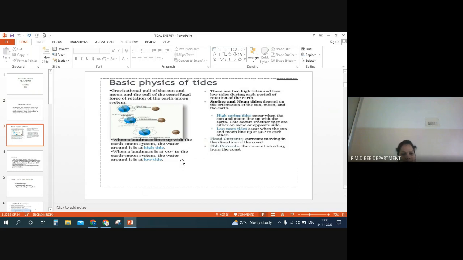And we can say this tidal power is also one form of hydropower that converts the energy of the tides into electricity or any other useful forms of power. Basically speaking, this tide is created by the gravitational effect of the sun and the moon on the earth system.